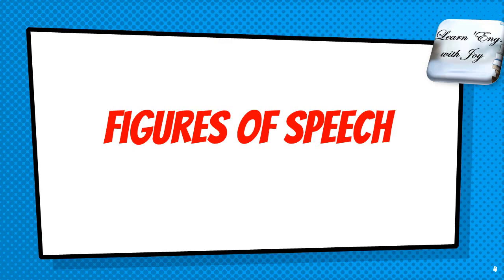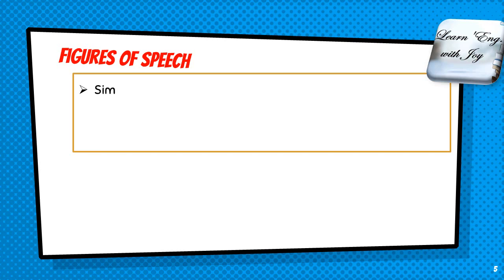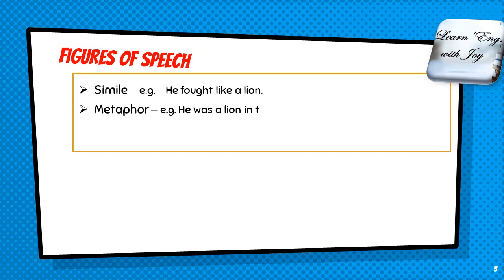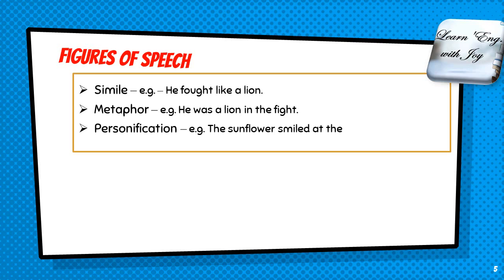Let's see a few of the figures of speech. So we have simile, which is a comparison of two objects using the word like or as. Metaphor again is a comparison of two objects but without the use of the word as or like. Personification is a figure of speech wherein an inanimate object is spoken of as if it has life.